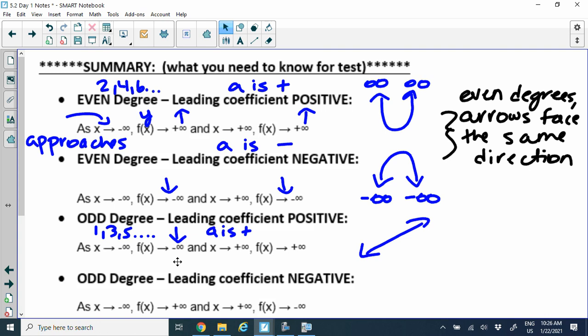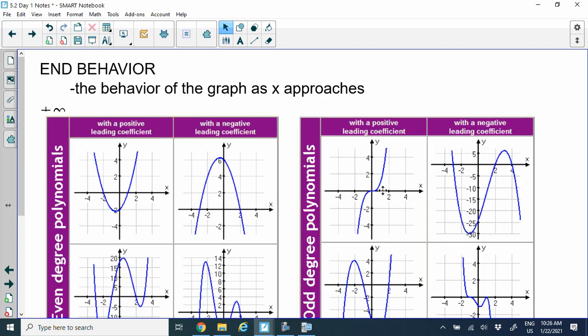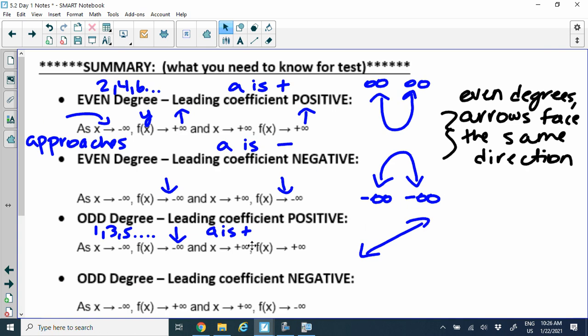Well, what happens when our x approaches positive infinity? So as our x increases or goes more positive, notice that our y value, or the f of x, also increases. So that means f of x approaches positive infinity. Okay? So we have negative infinity and then positive infinity.